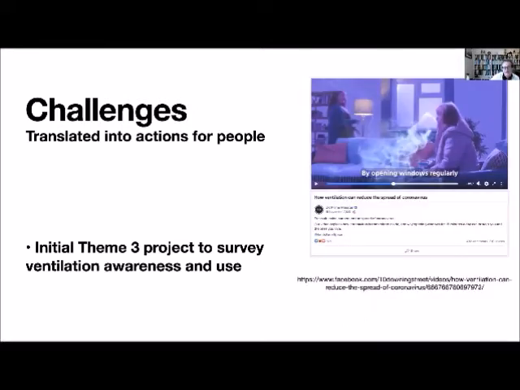Fairly good visual information, trying to show things which are not visible to people. And one of the early theme 3 projects is that we want to do a little bit of work on this in terms of asking people. This is probably a good moment actually to ask people about how they are ventilating their homes and what those impacts are.